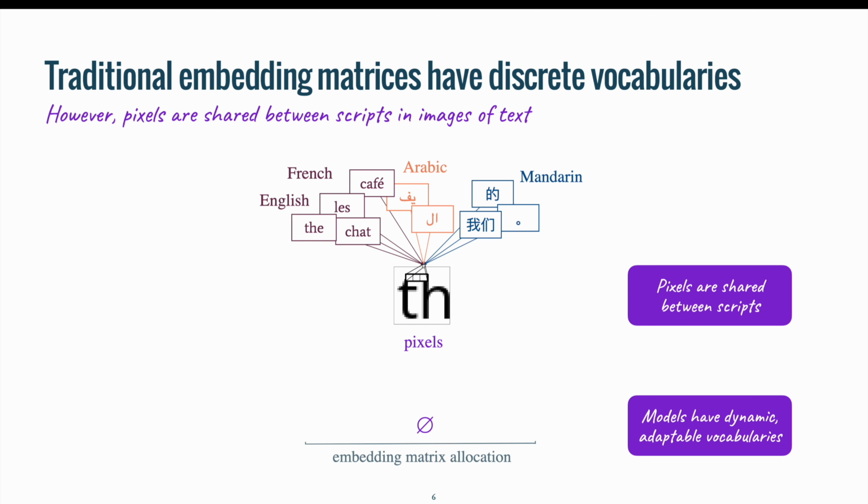Working in the image space, this is not the case, as pixels can be shared between languages with different scripts, and models have dynamic, continuous vocabularies.